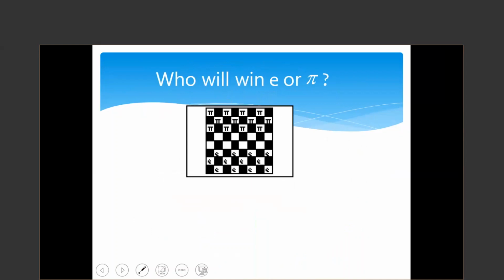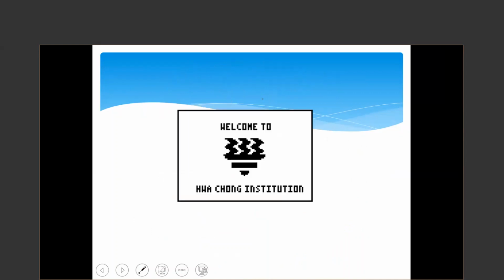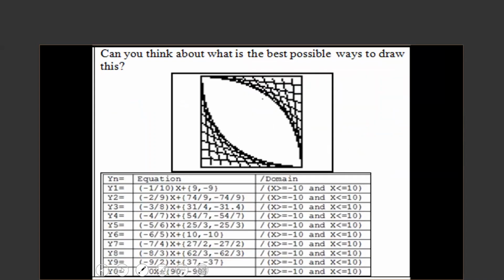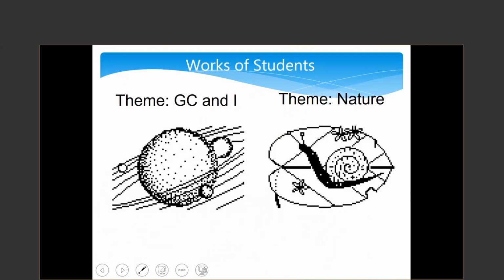Okay. These are just some of my designs. That time was a black and white calculator. This is my school. Okay, you can use straight lines. You can use straight lines, and they can create beautiful designs too. Those are the years where the calculator is non-color. These are students' submissions.